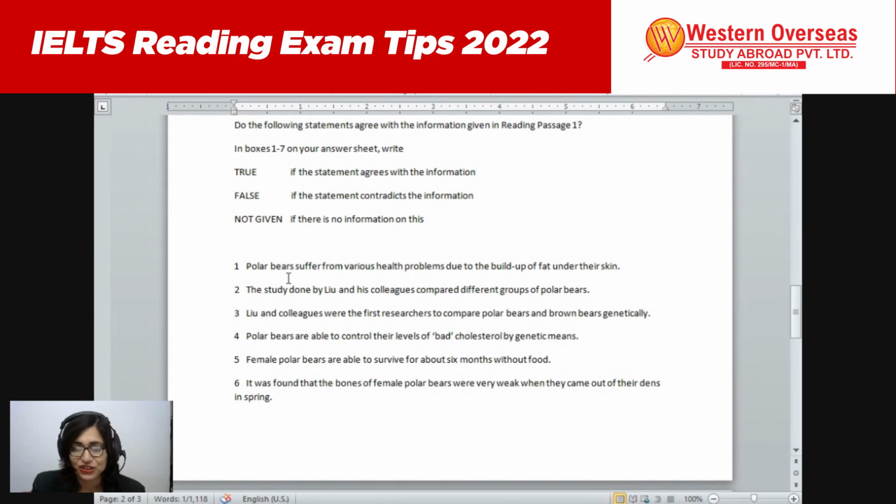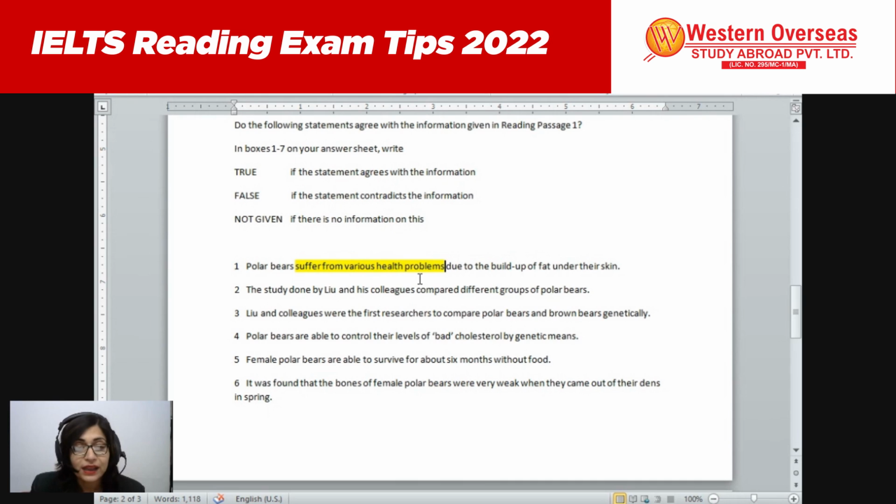If you check question number 1 candidates, very important, passage को हमने सिर्फ title देखा है और हम questions पे move हो गए हैं. Questions में now I am making my keywords. The topic is about polar bears. So yes, we have already taken it as a title. Suffer from various health problems. Who suffer from health problems? Polar bears. Correct?